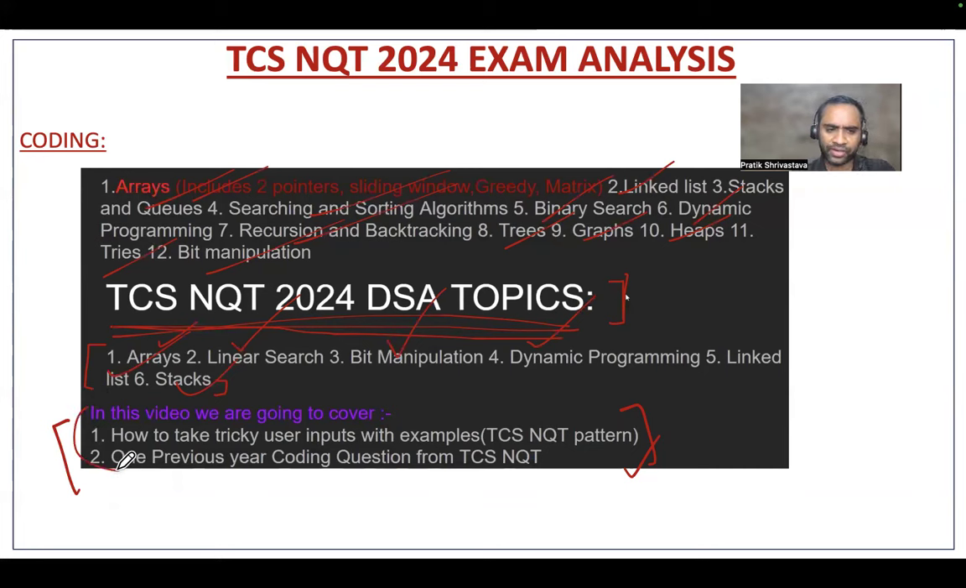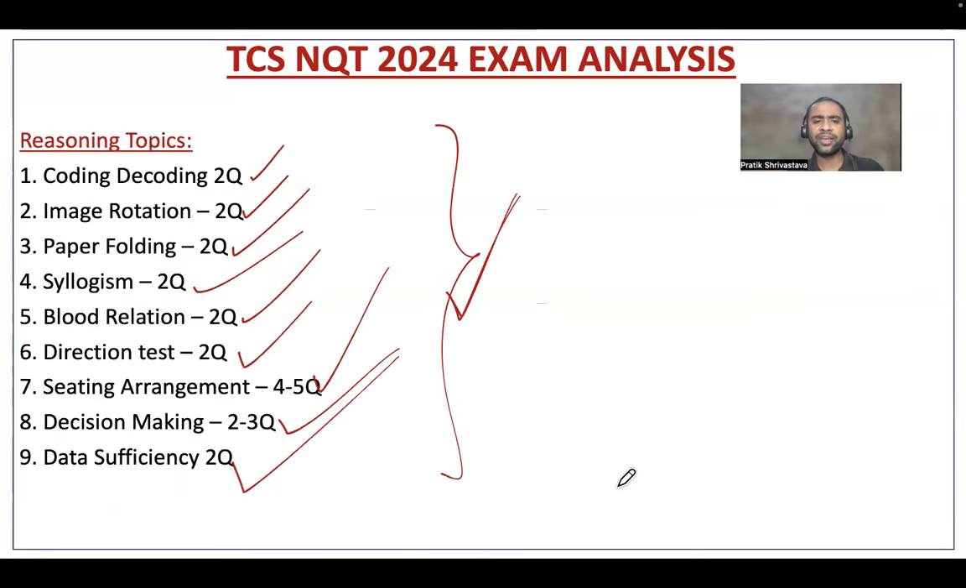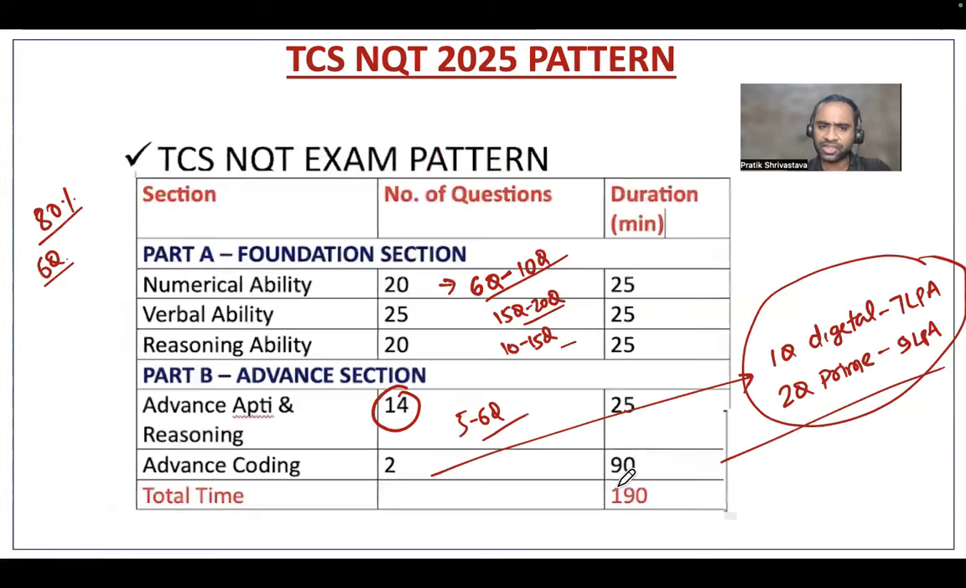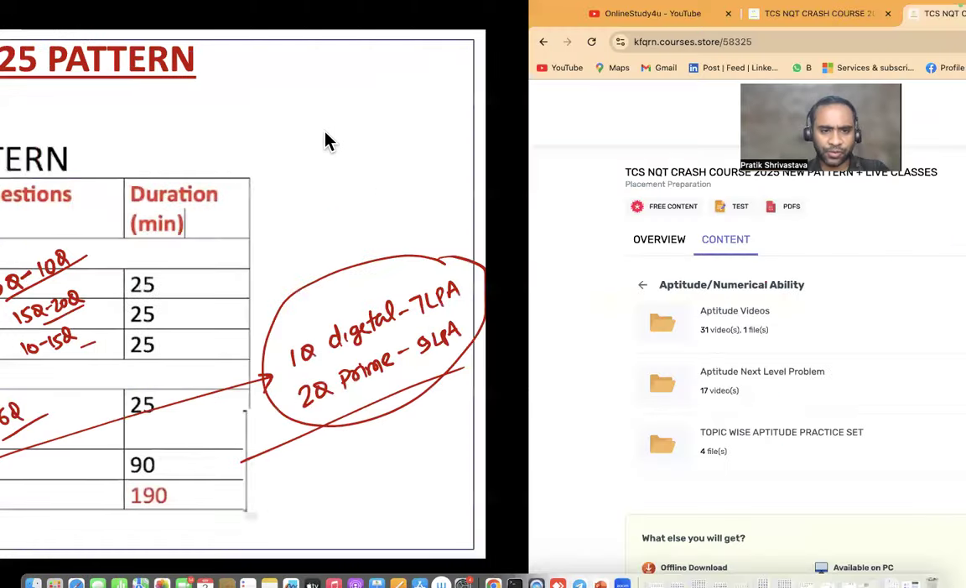We are also going to cover in a video, which is already ready and is going to be published on YouTube tomorrow, how to take tricky user input, with an example of the TCS NQT pattern, one previous year coding question from TCS NQT. We will tell you all the methods, like brute force and optimized method. So this is how you make a plan, and friends, we will make your plan successful with the TCS NQT crash course.